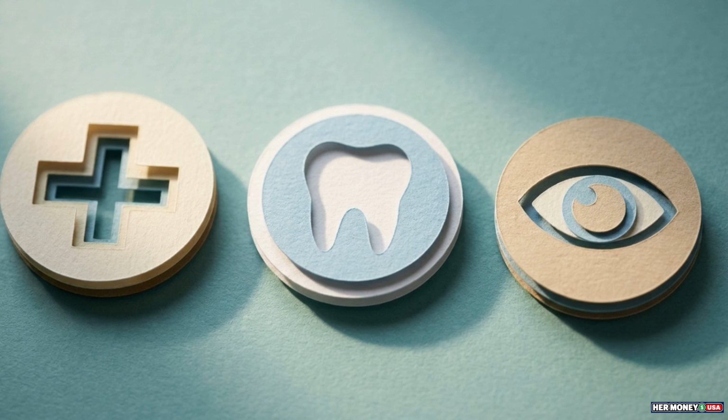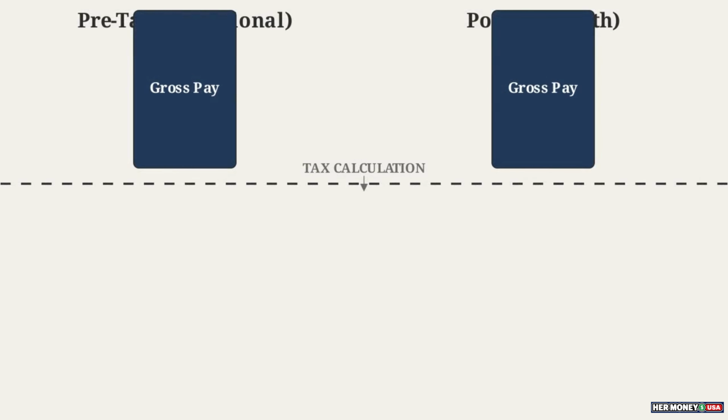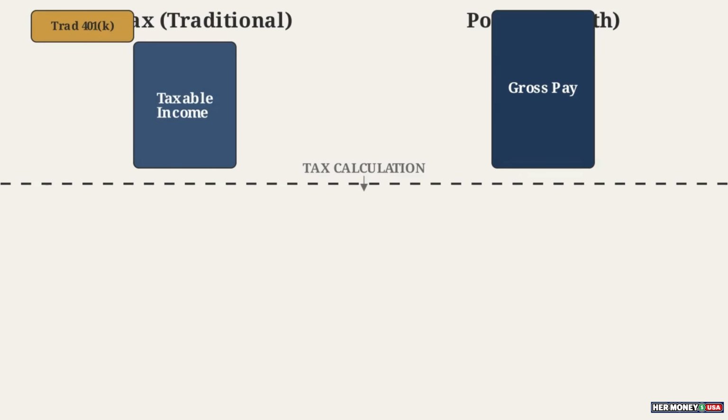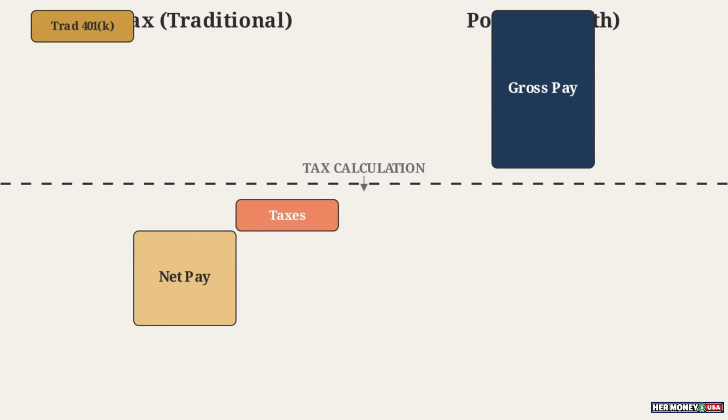After mandatory taxes, you may see voluntary choices. Employer benefits like health, dental, and vision insurance often allow you to pay your share of premiums directly through your paycheck, typically at a lower rate than the open market. This flowchart illustrates the difference between pre-tax and post-tax deductions. Pre-tax deductions are pulled out before taxes are calculated, reducing your taxable income. For example, moving a traditional 401k out of gross pay leaves a smaller balance for income tax.